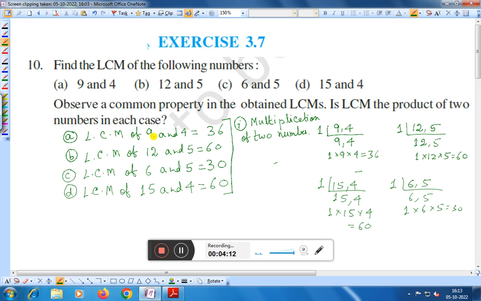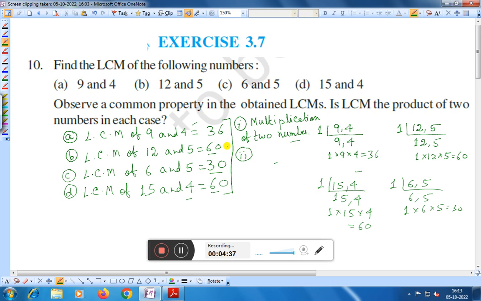The LCM of 9 and 4 is 4 into 9, that is 36. The LCM of 12 and 5 is the multiplication of 12 and 5, that is 60. The LCM of 6 and 5 is the multiplication of 6 and 5, that is 30. And the LCM of 15 and 4 is the multiplication of 15 and 4, that is 60. That is what is observed. This is the first observation.